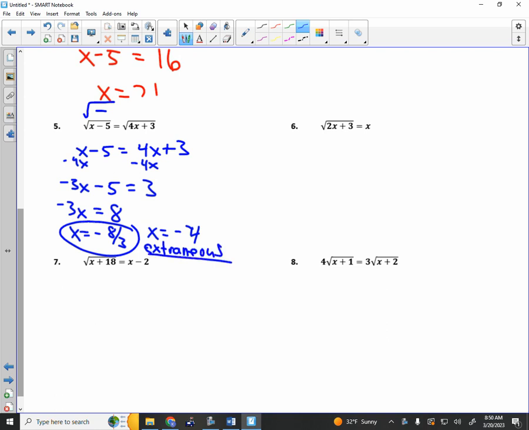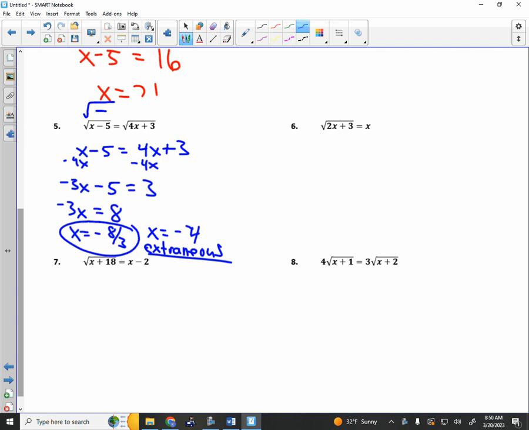I will not do that to you on the test. It does come up on the ACT. It does come up on the MCA. It's something you need to be prepared for. But technically, negative 8/3 is not a solution, because when you plug it in, you get the square root of a negative. Doesn't actually work. Okay. All right.